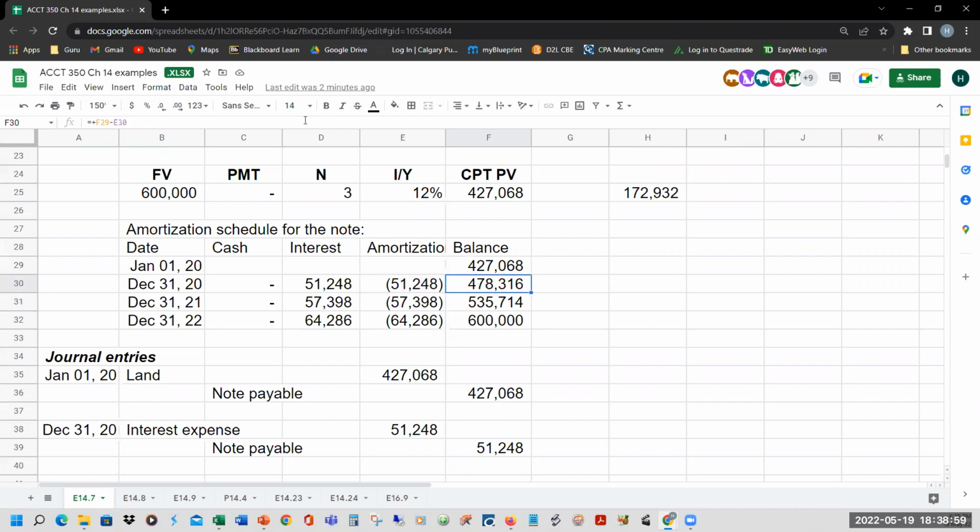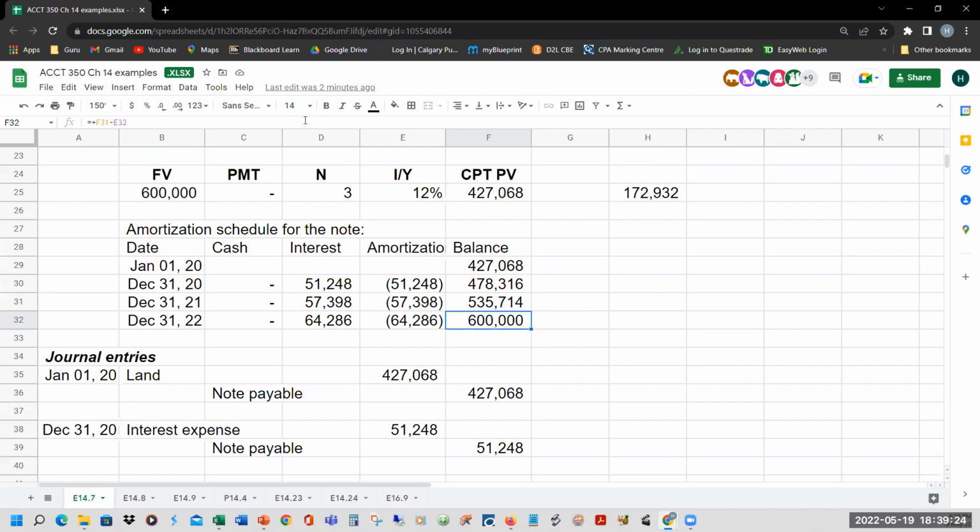You do that again next year, then 12% of 478,316 works out to $57,398, which again, since you're not paying to the other company, increases the carrying amount of the note. Ultimately, we hit $600,000. Okay, Tony has a question.